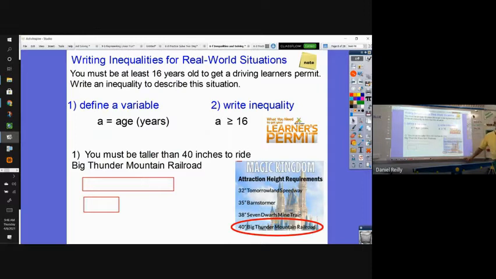Lots of rides have these height requirements on them. Why do these rides have height requirements? If you're too small, what can happen? You can fall out, right? It's a safety thing, right?